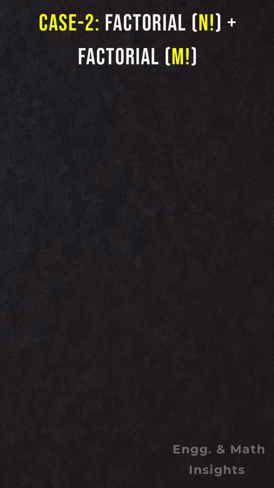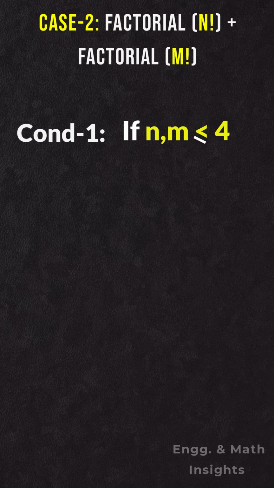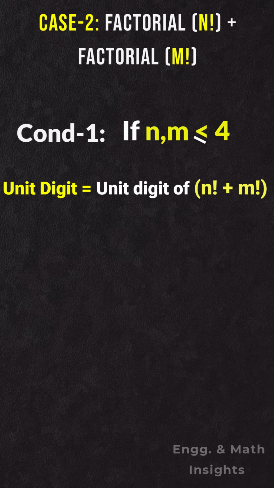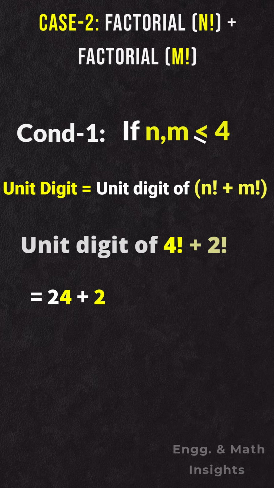Next case is the summation of 2 factorials, n factorial and m factorial. This also has two conditions. The first condition is if both n and m are less than or equal to 4, then we just add n factorial and m factorial, then the unit digit comes from their sum. For example, 4 factorial is 24 and the 2 factorial is 2, adding them gives 26, so the unit digit is 6.